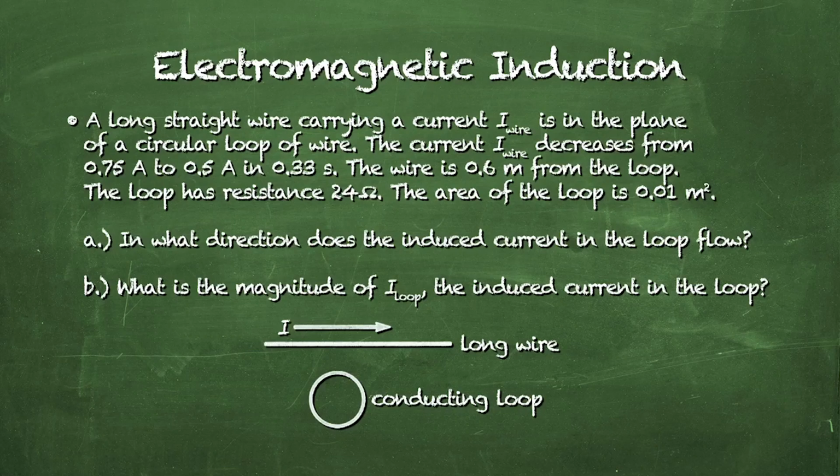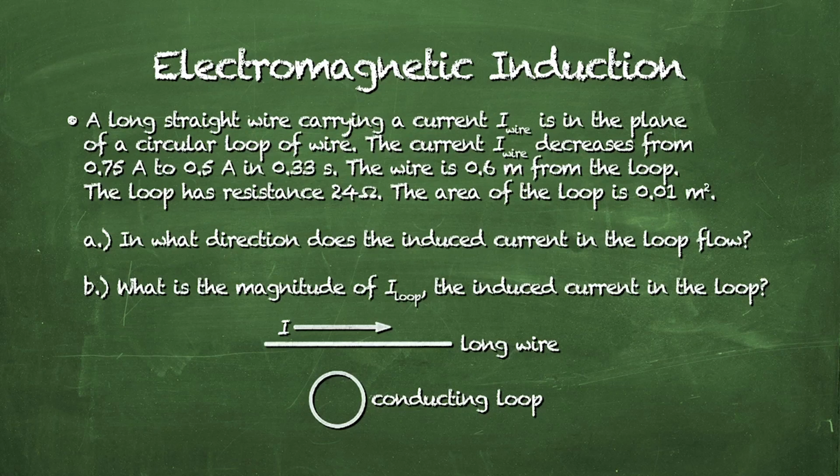The current I wire decreases from 0.75 amperes to 0.5 amperes in 0.33 seconds. The wire is 0.6 meters from the loop. The loop has resistance 24 ohms. The area of the loop is 0.01 square meters. In what direction does the induced current in the loop flow? And what is the magnitude of I sub loop, the induced current in the loop?